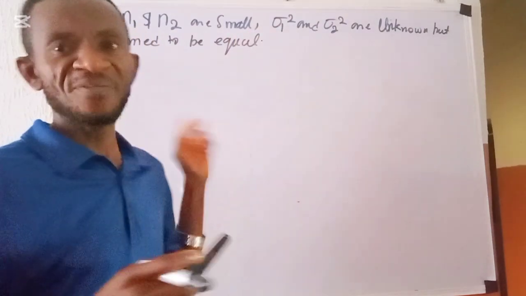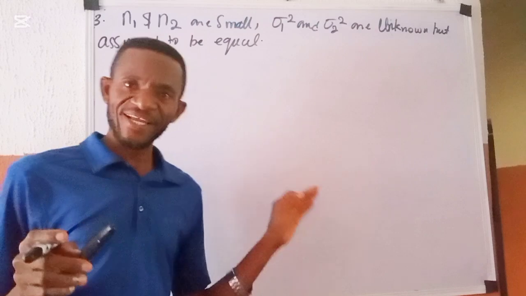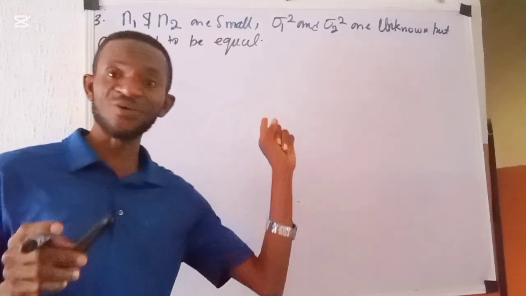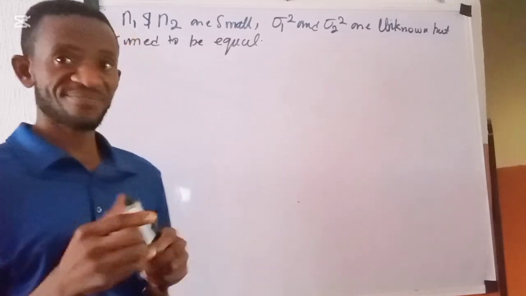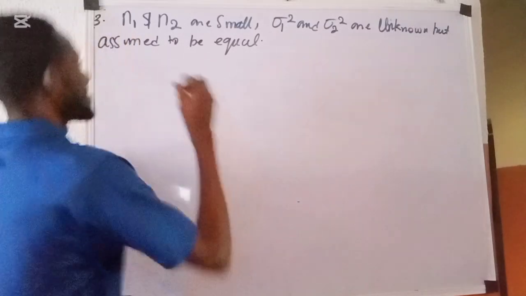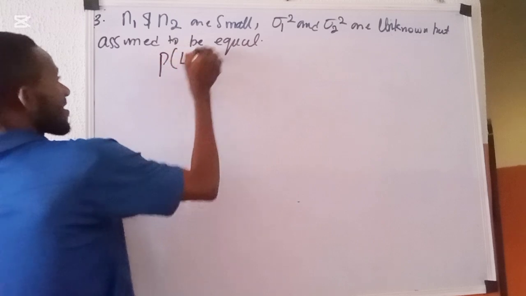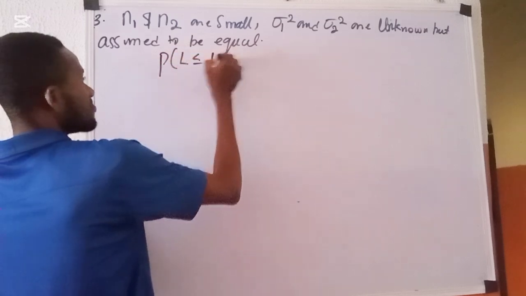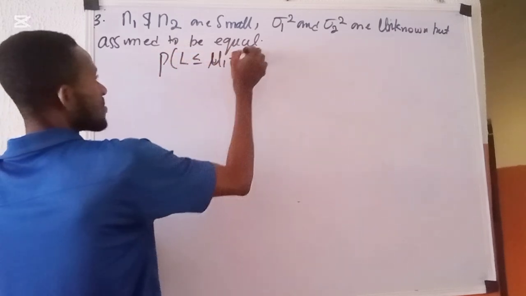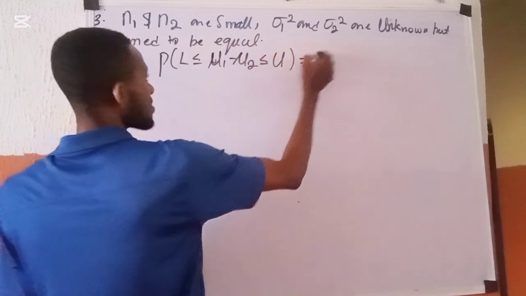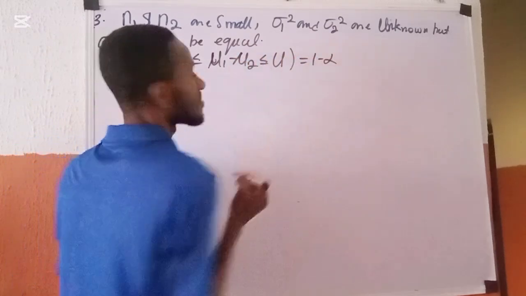How do we go about getting the value of our L and the value of our U that will still satisfy that condition under this condition? That is, we are still interested in P of L less than or equals to mu 1 minus mu 2 less than or equals to U, which equals 1 minus alpha.